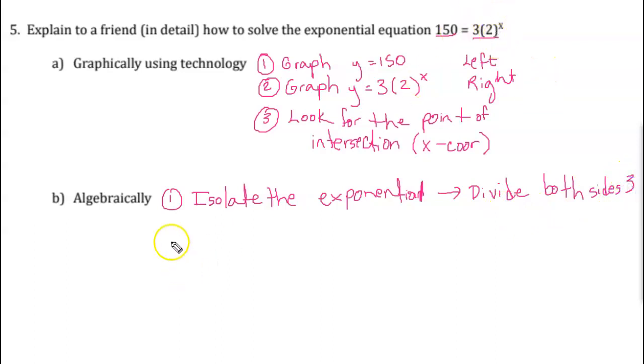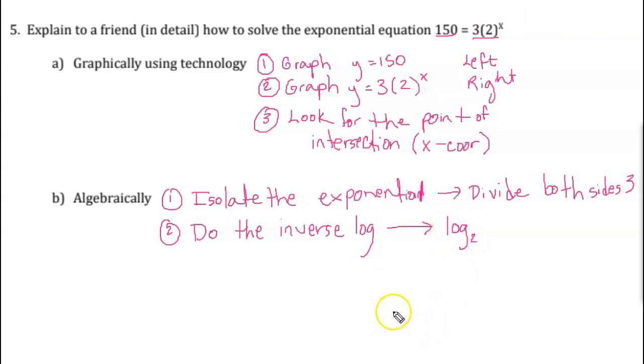So if I divide both sides by 3, and then the second thing, after I've gotten that exponential by itself, is I want to do the inverse log. So if I have that exponential by itself, I want to do its inverse log. In this particular equation, that's going to be log base 2. And then I also want to make sure I do it to both sides, because anything I do to one side of the equation, I have to do to the other side of the equation.